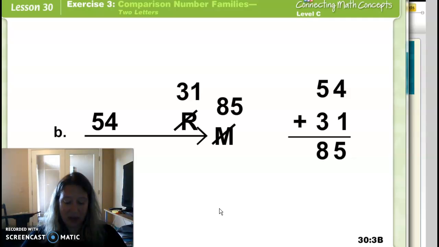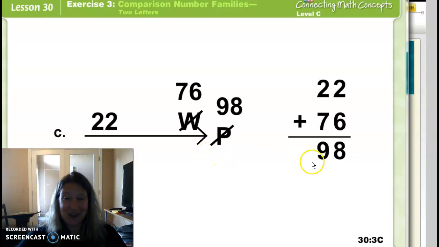So you're going to replace one of those. Which one did it tell us about? It told us about W. It said W is 76. So go ahead and replace W with 76. And now we have our two small numbers and we're working for our big number. So are we adding or subtracting? We're adding. Write down your addition problem and work it. Pause the video if you need to. And check it. You should have gotten 98 as your answer.